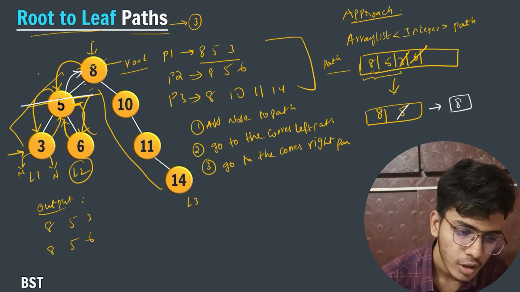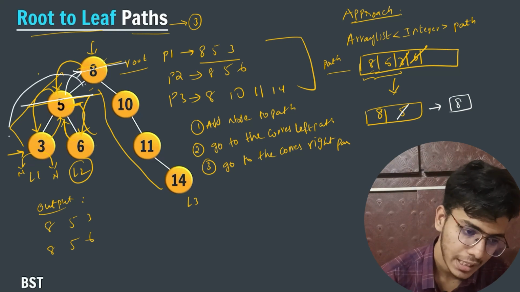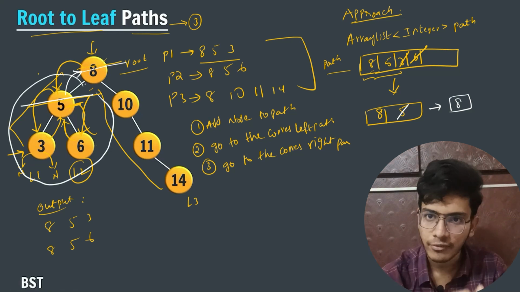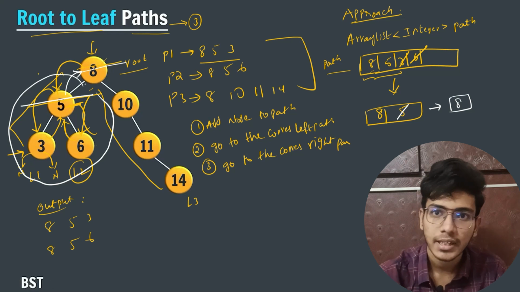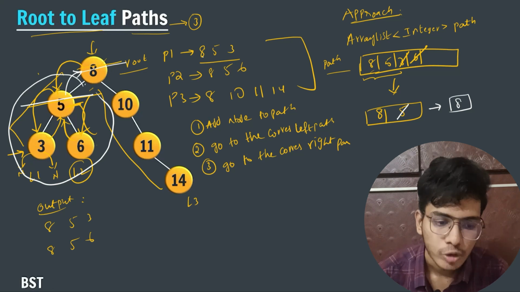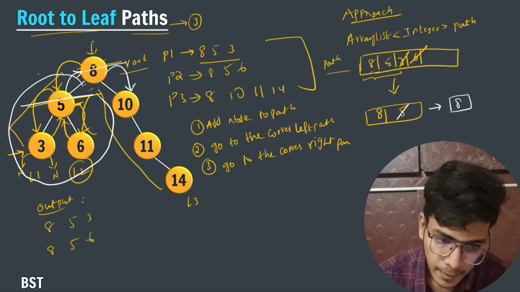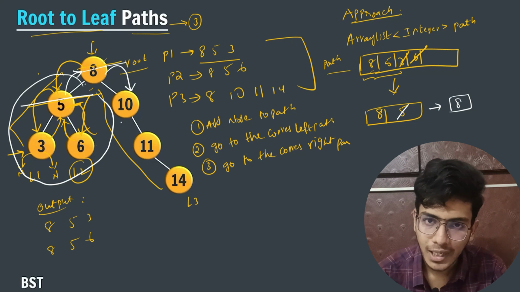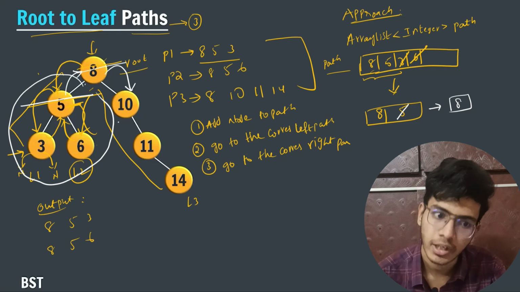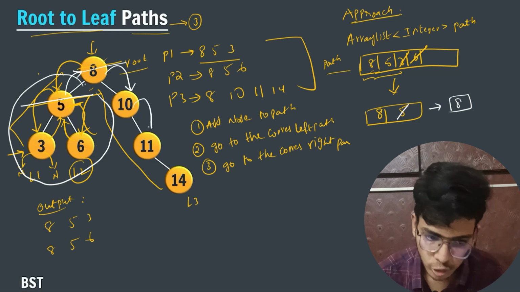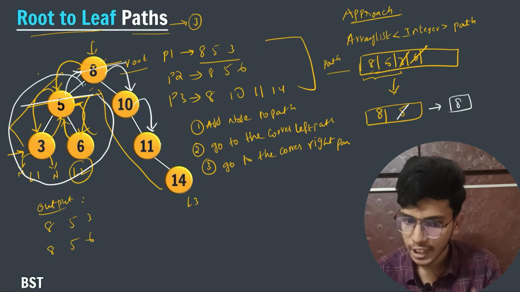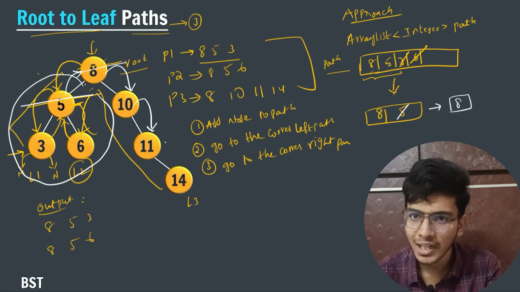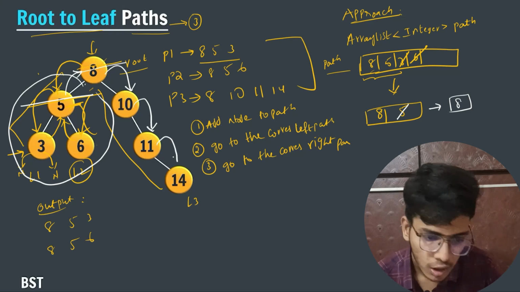Now you can see that for this 8th node, the left part function calling is completed. If the left part function calling is completed, then I will go to its right part. So this 8 will call 10. And for this 10, there is no left part. If there is no left part, then it can't call its left, so it will call its right part. Similarly for this 11th node, there is no left part, so it will call its right.